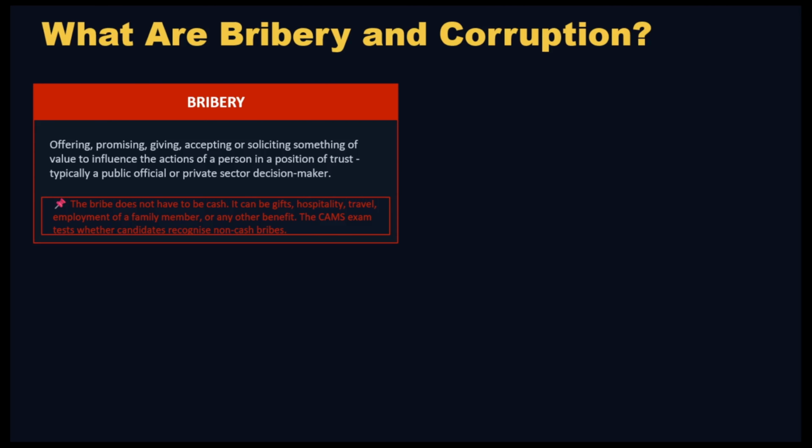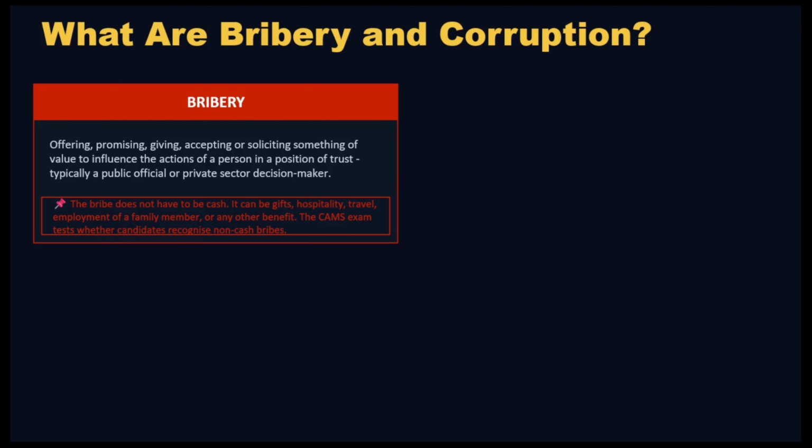Here's the exam point that catches candidates out. The bribe does not have to be in cash. It could be a gift, hospitality, travel, a job offer to a family member, anything of value. If it is given to influence a decision, it's a bribe.